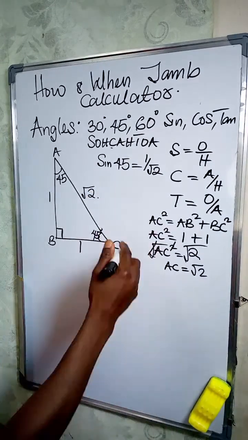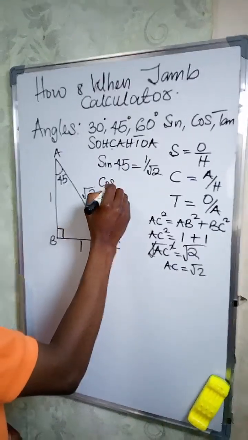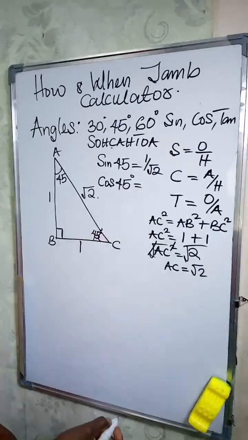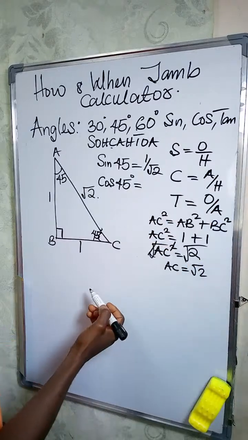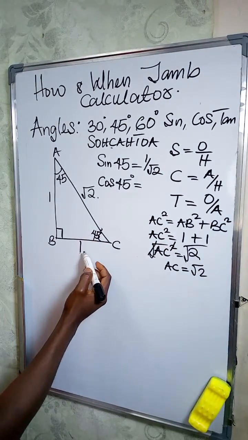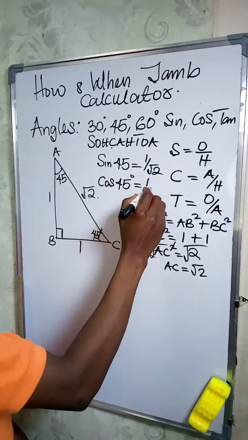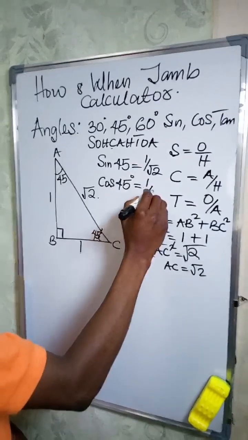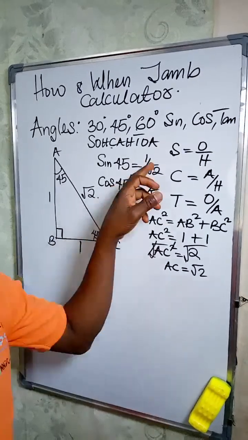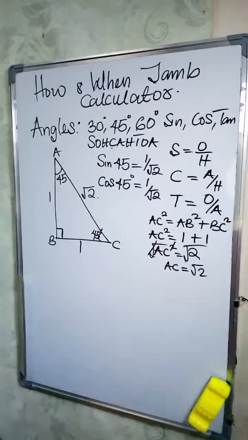Now, what if they tell you to find cos 45? Cos 45 degrees, cos is adjacent over hypotenuse. If here is the opposite of this angle, the adjacent will be here. That means cos is 1 divided by the hypotenuse, which is root 2. So that means what cos gives you is the same thing that sine gives you.